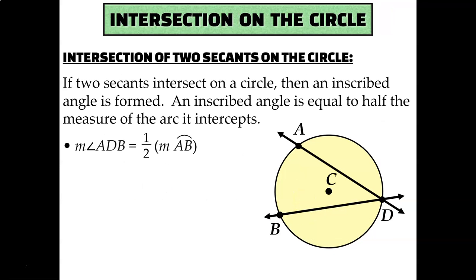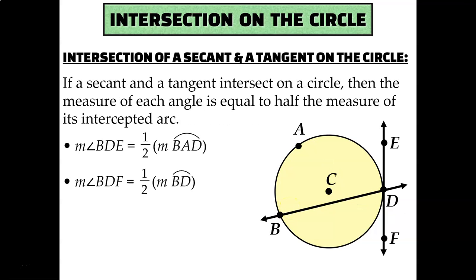What if the lines intersect on the circle? Well, that's actually just an inscribed angle, and we learned how to calculate their measures in a previous video as well. The measure of an inscribed angle is equal to half the measure of the intersected arc. But that's true even if one of the sides of the angle is a tangent instead of a secant, like in this diagram. The measure of angle BDE would be equal to half the measure of the intercepted arc, which would be arc BAD.